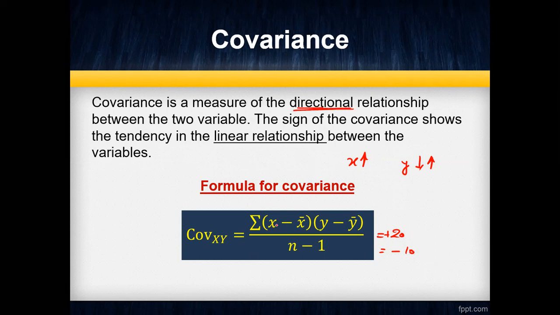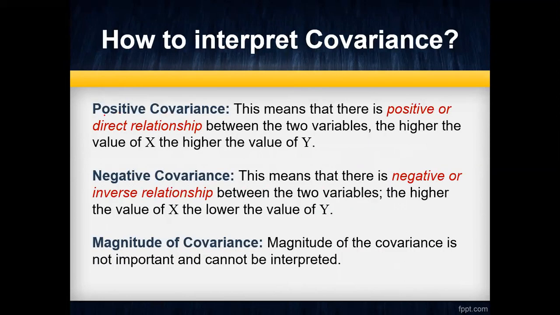And how to calculate it? We just take the deviation from the mean, multiply both the deviations, then take the sum and divide by n minus 1. So this is the formula for covariance. Its positive value indicates a positive or direct relationship. If you get a negative covariance, this means you will get a negative or inverse relationship between the two variables.